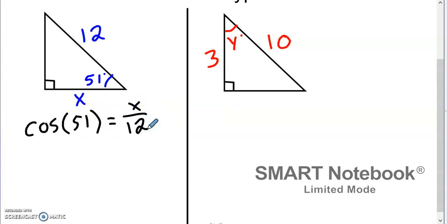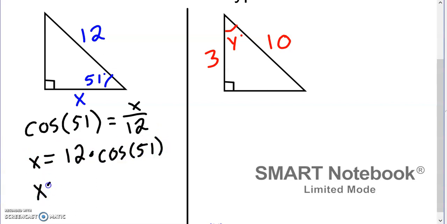We want to rearrange and get that x all by itself. So we get that x is equal to 12 times the cosine of 51. So we just plug it into our calculator, just like it shows, 12 cosine of 51, and we get about 7.55.